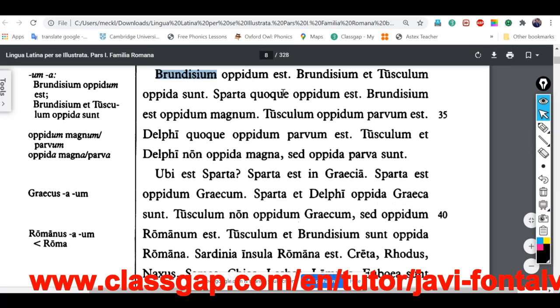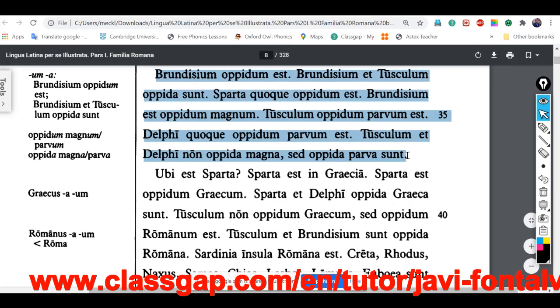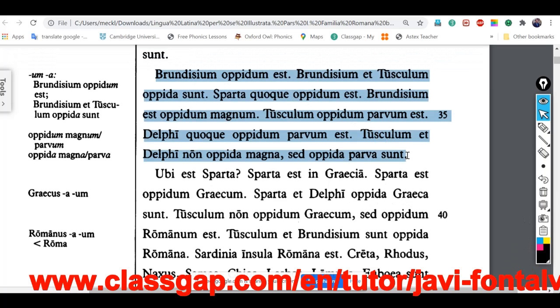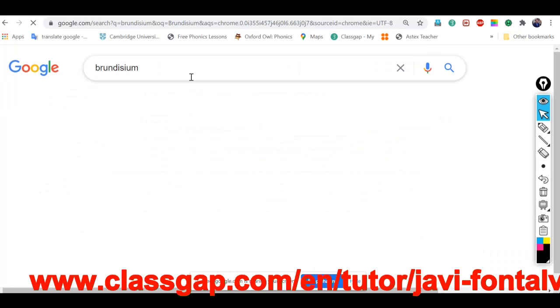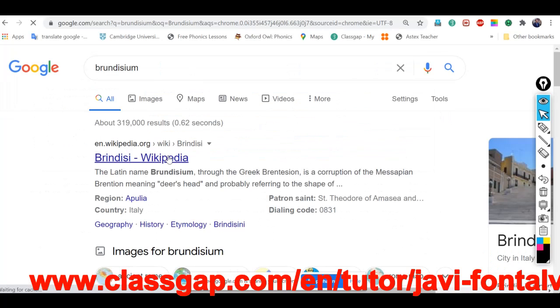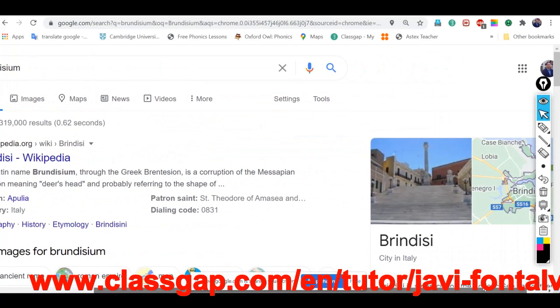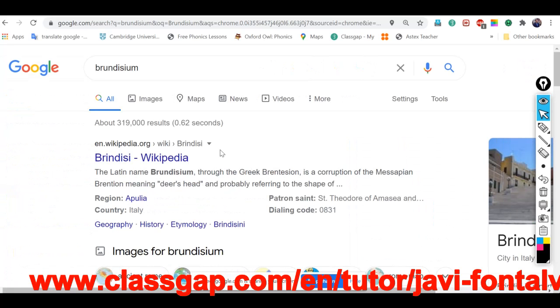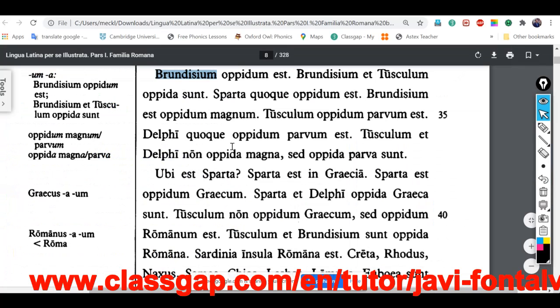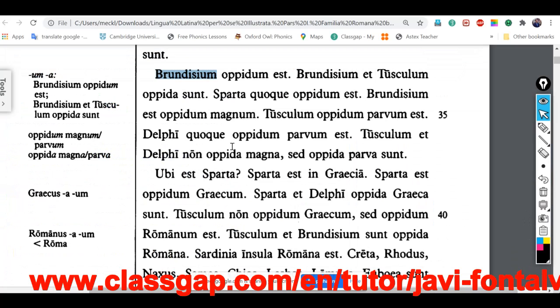Okay, let's translate this into Spanish or English. So Brundisium, what city is this anyway? Let me check it out. Vamos a ver. Brindisi. Yeah, this is a city near Rome. Brindisi is what it's called. Cerca de Roma en Italia.